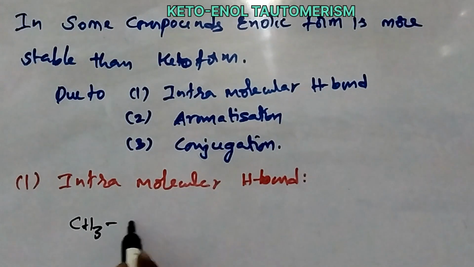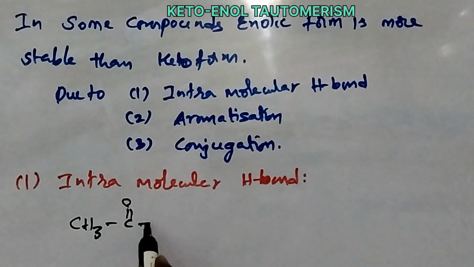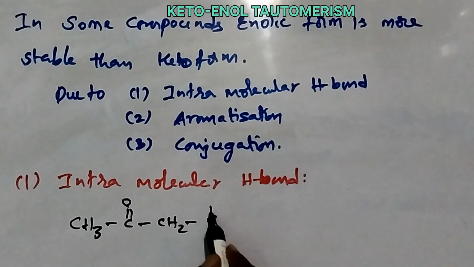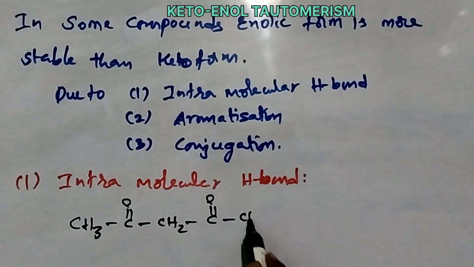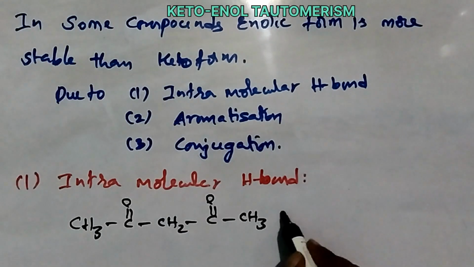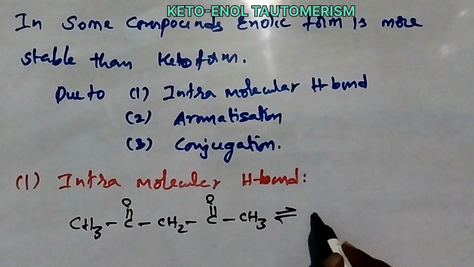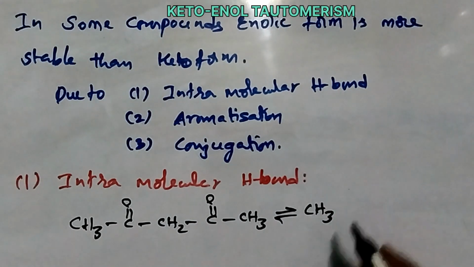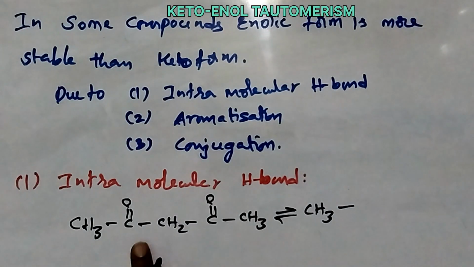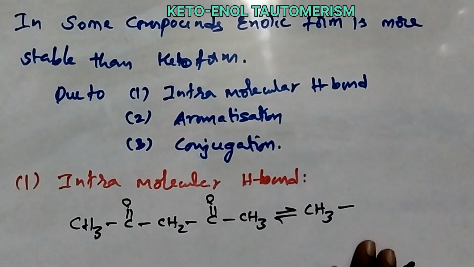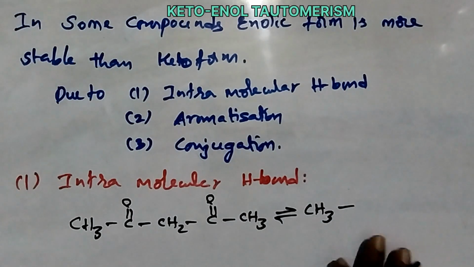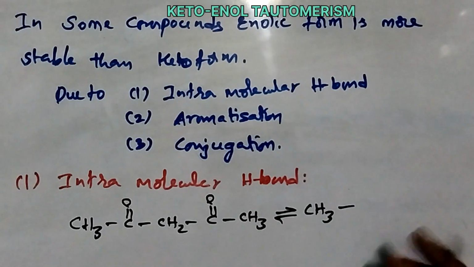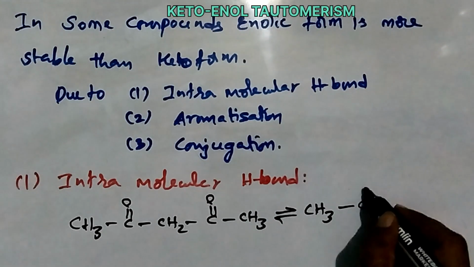Now, intramolecular hydrogen bond. CH3 C double bond O CH2 C double bond O CH3. Now the intramolecular hydrogen bond in the keto form. We have to write the representation from the keto form to the enolic form, and show how it will form a hydrogen bond.